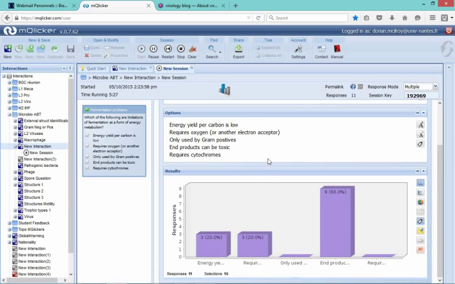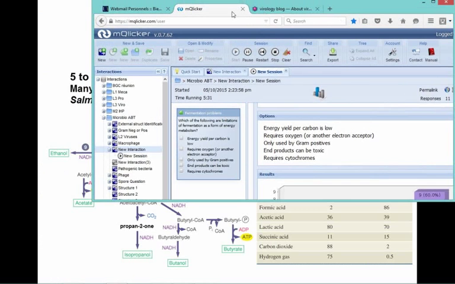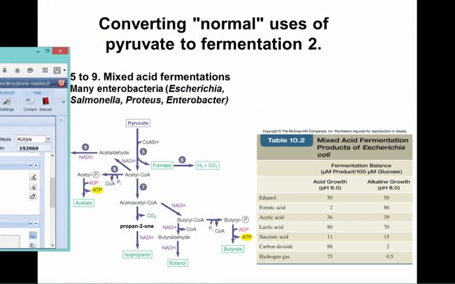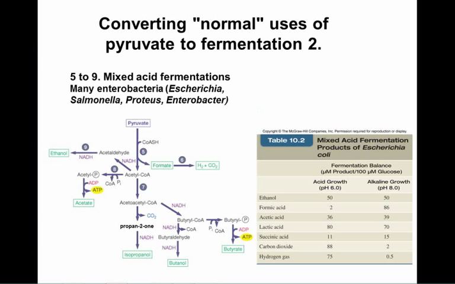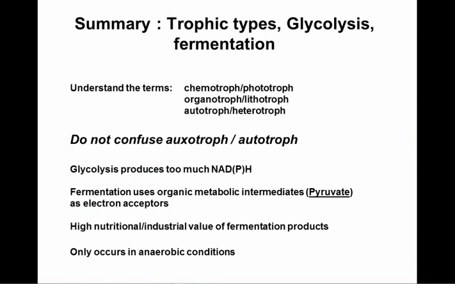Because fermentation is pretty inefficient. So as long as you have a lot of reduced carbon, you can do it. You can scratch a living by fermentation, but it's not great. Okay. Up to now, these are the things you have to really, really know. What we saw last week are the basic nutritional types: chemotroph, phototroph, organotroph, lithotroph, autotroph, heterotroph. Never ever confuse these two terms.